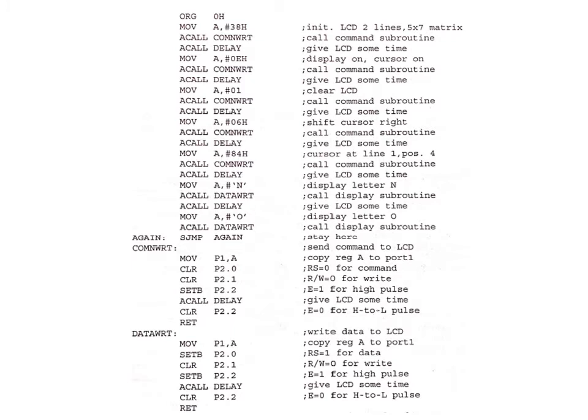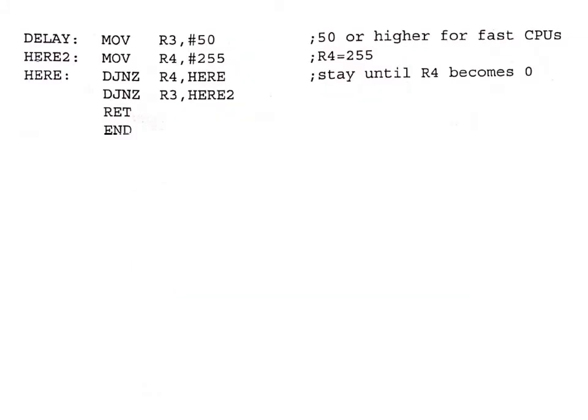Then SETB P2.2, that is nothing but the enable pin, it is connected to the enable pin. Initially we make it high, then a delay is called, then CLR P2.2, again we make it 0, so E is equal to 0, and this is for the high to low pulse. So after doing this, the data is sent to the LCD. And the delay subroutine used in the program is shown here.